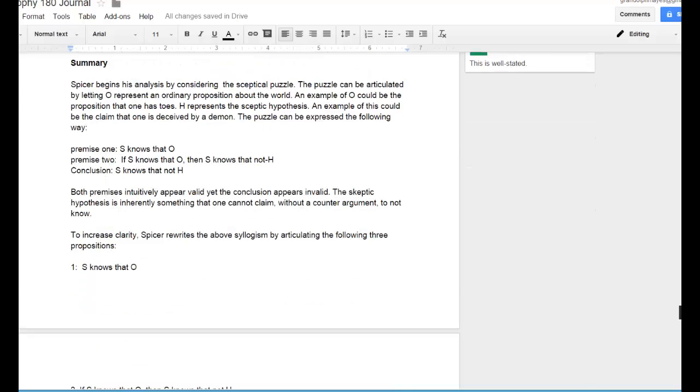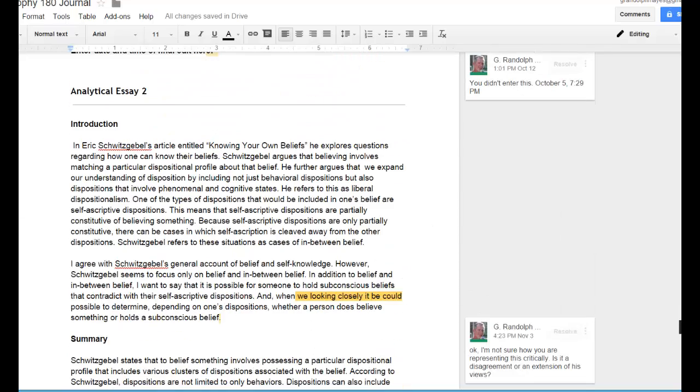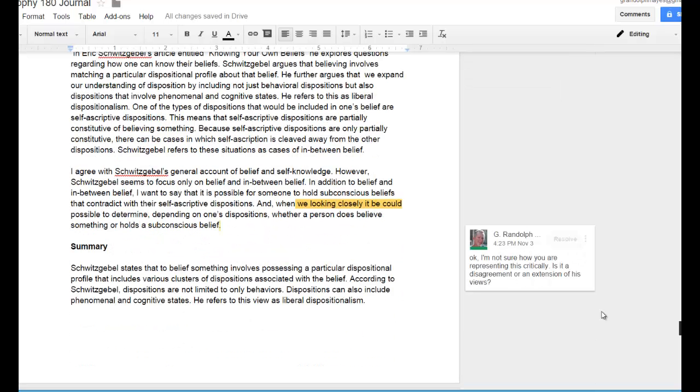If I go down to another one of his analyses, then I'll see something that's not as good. The second time he wasn't really that good. So now he's talking about an article by Schwitzgebel. Again, for some reason, he starts out thinking he needs to tell me what he agrees about. I just regard that as filler for the most part. I don't really want to read about that. He says Schwitzgebel seems to focus only on belief, in addition to belief and in-between belief. I would rather say, I will argue.